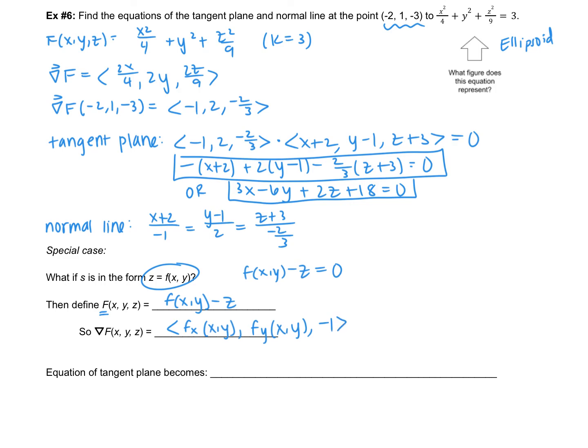So then our equation of the tangent plane becomes f sub x at x naught, y naught times x minus x naught, plus the derivative with respect to y at x naught, y naught times y minus y naught, subtract z minus z naught, is equal to 0. Now, we're not going to do practice with that because it's pretty similar to the last example.